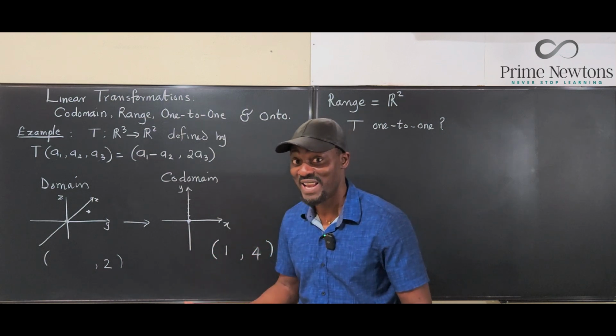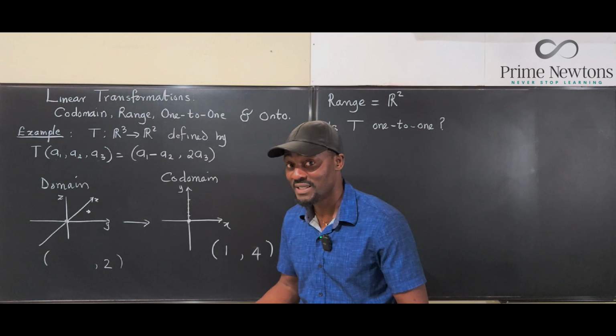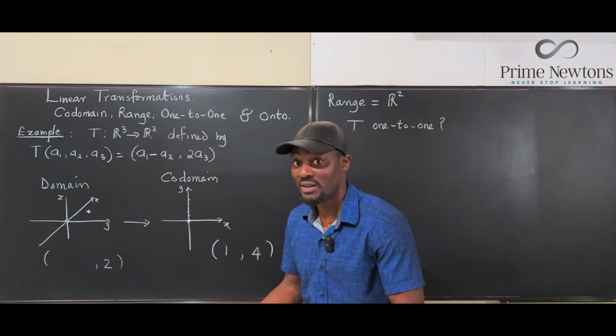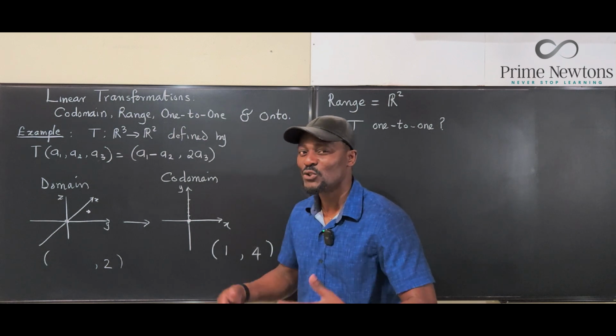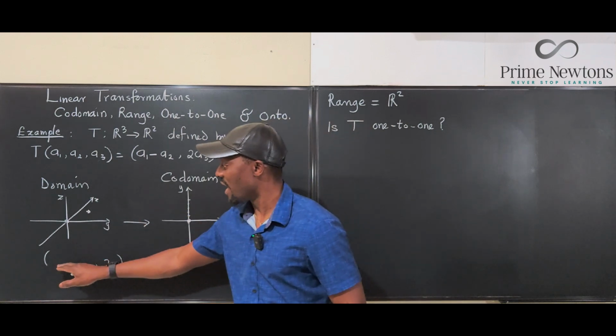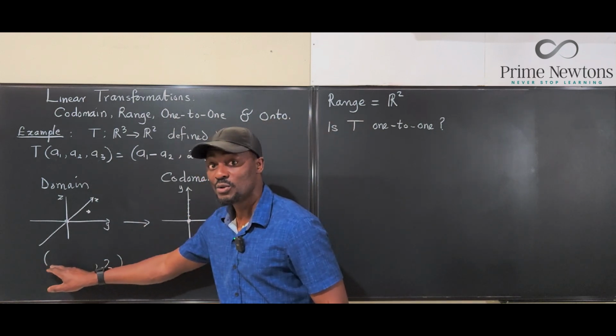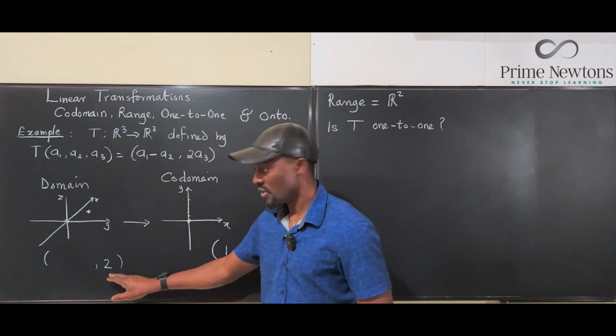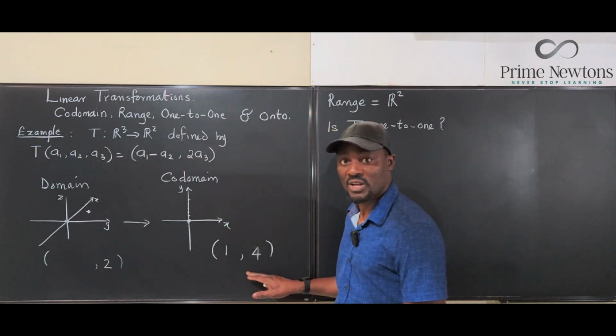There are infinitely many ways. It could be 1 minus 0. It could be 2 minus 1. 3 minus 2. You see, there are so many ways, so you cannot say it is one-to-one. If there's another vector, 2, 1, 2, you will get this answer when you do the linear transformation.